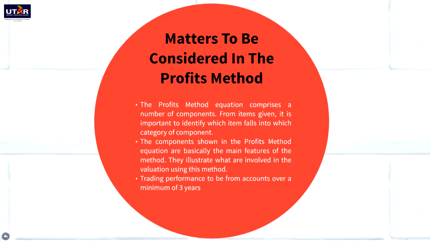Method to be considered in the profit method. The profit method equation comprises a number of components. From the items given, it is important to identify which item falls into which category of components. The components shown in the profit method equation are basically the main features of the method. They illustrate what is involved in the valuation using this method. The trading performance is usually taken from accounts over a minimum of 3 years.